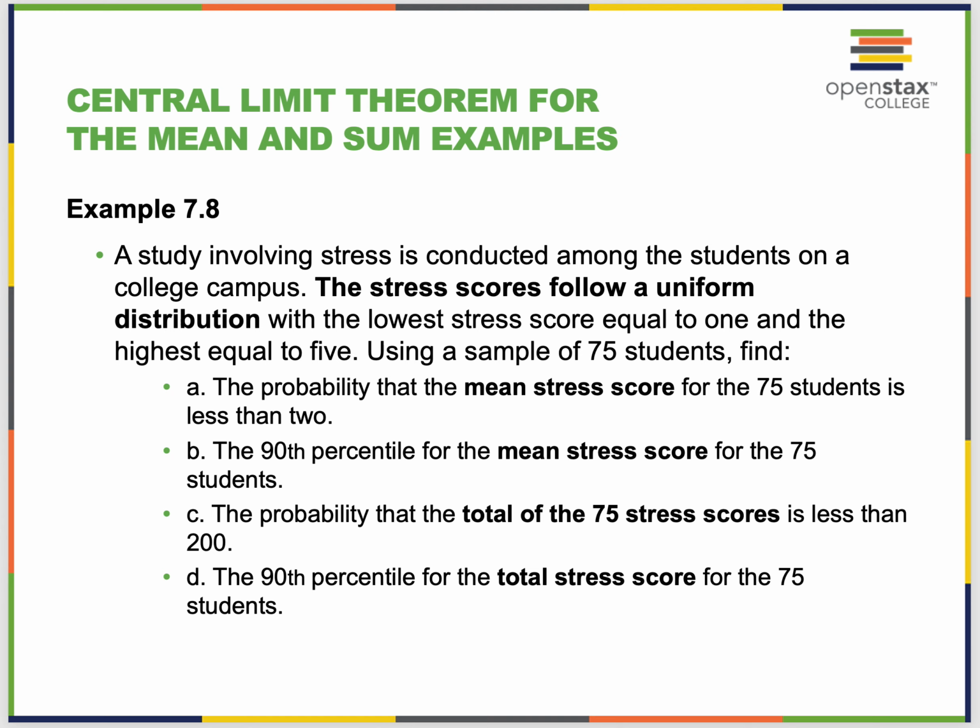So with the low score being a 1 and the highest score being a 5, using a sample of 75 students, find the probability that the mean stress score for 75 students is less than 2. The 90th percentile for the mean stress score for the 75 students. The probability that the total of the stress scores is less than 200. The 90th percentile of the stress score for 75 students.